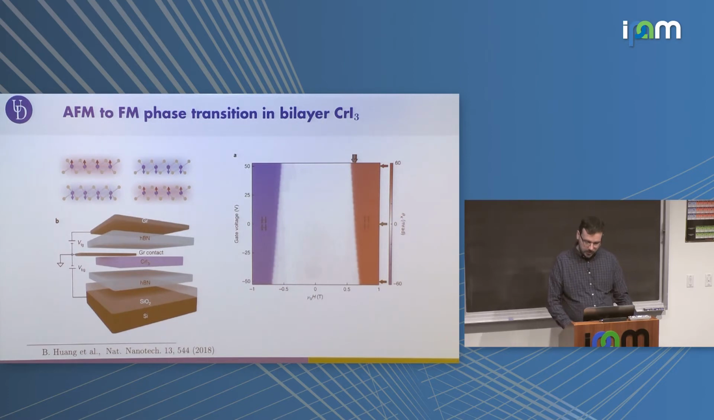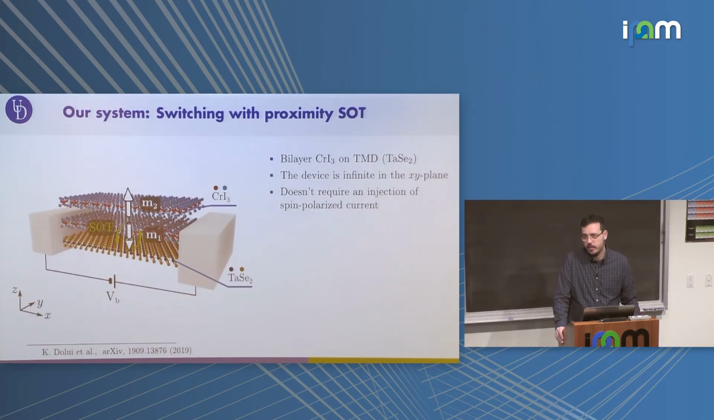So what we propose is a new type of device where instead of placing the system in an external magnetic field, we place a bilayer of CrI3 on top of a transition metal dichalcogenide. And the transition metal dichalcogenide, when you shoot a current into it, has a spin-orbit interaction. So it will create a non-equilibrium spin density, which will then basically leak into the first layer of the bilayer CrI3. So you can basically perform the same switching, like a ferromagnet to antiferromagnet to ferromagnet, without requirement of having any external magnetic field.